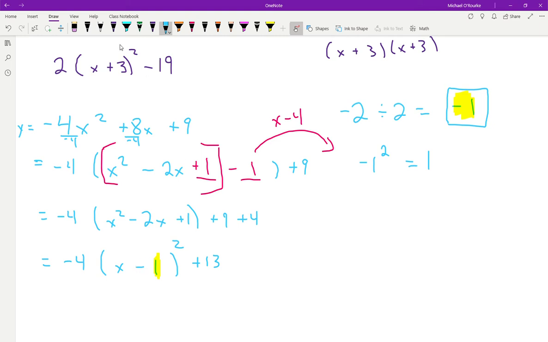Good. Oops. Actually, I'll leave that highlighted. Oops. Where's my note I was looking at? That's good. Okay.